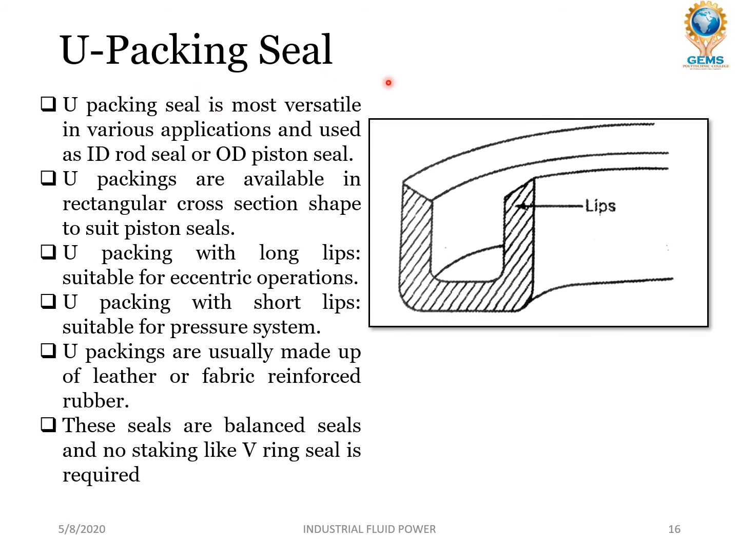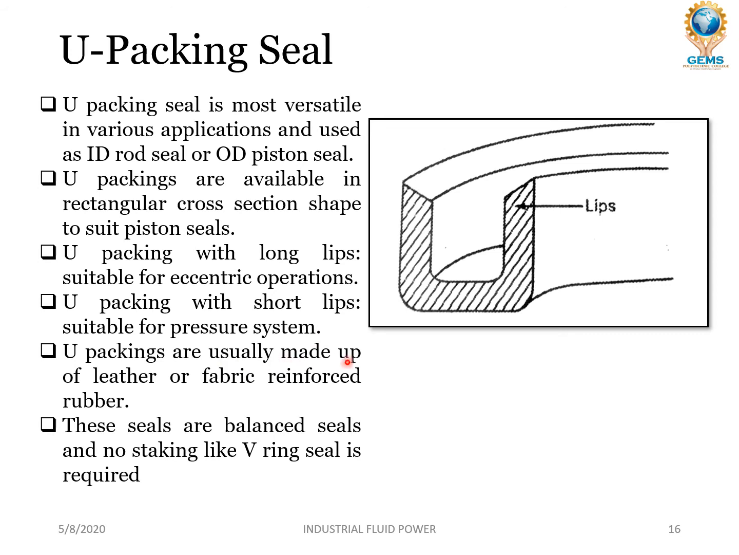Then the U packing seal. The U packing seal is most versatile in various applications and is used as an internal diameter rod seal or outer diameter piston seal. U packings are available in rectangular cross section shape to suit piston seals. U packing with long lips is suitable for eccentric operations. U packing with short lips is suitable for pressure systems.